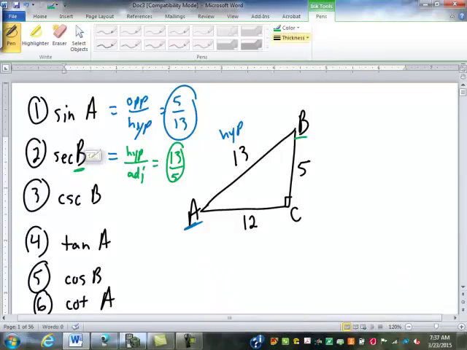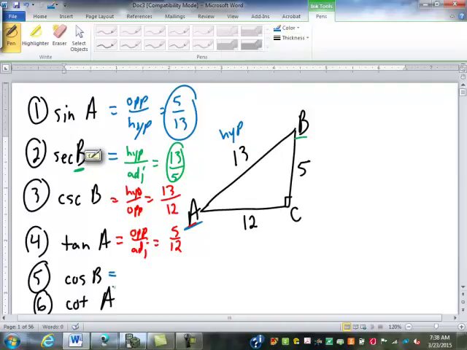So cosecant is what sides? Hypotenuse over opposite. So of course the hypotenuse is 13. If we're looking at angle B, the opposite would be 12. So 1.0833 if you wanted to divide it out, or 13 over 12 is fine. Tangent of A. Tangent is opposite over adjacent. So if it's angle A, the opposite side is 5, adjacent 12.